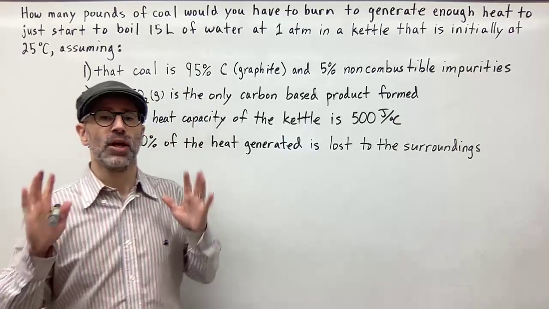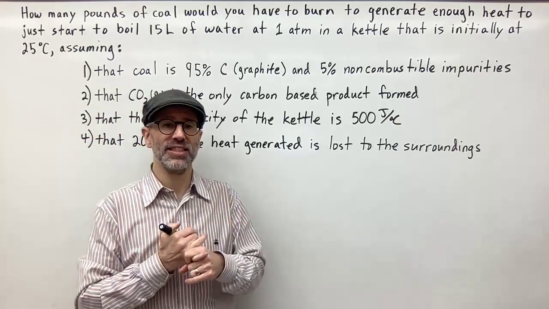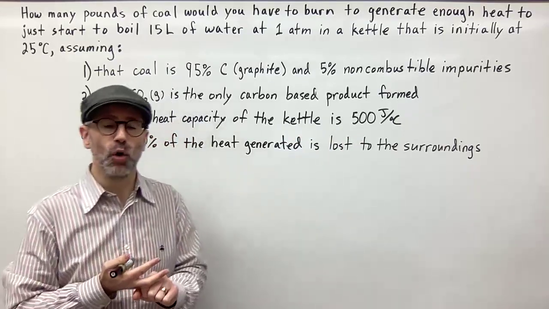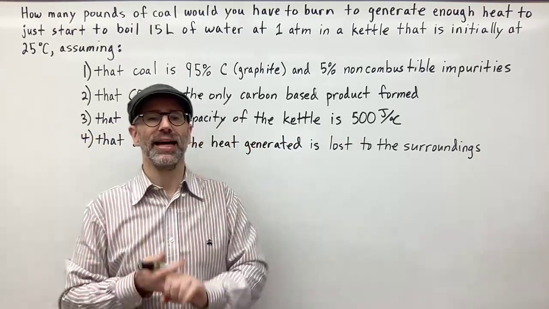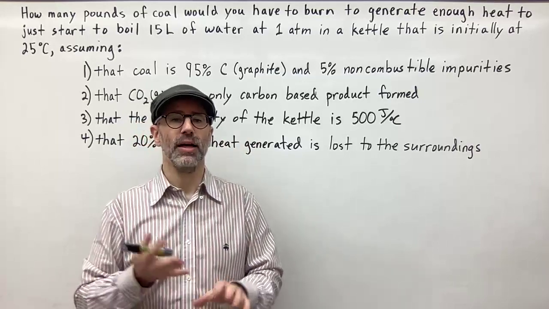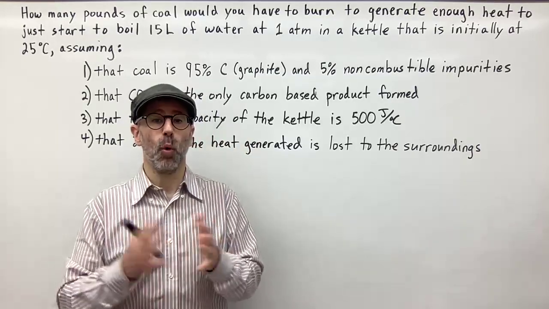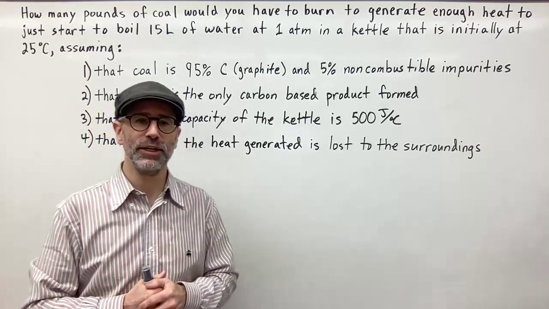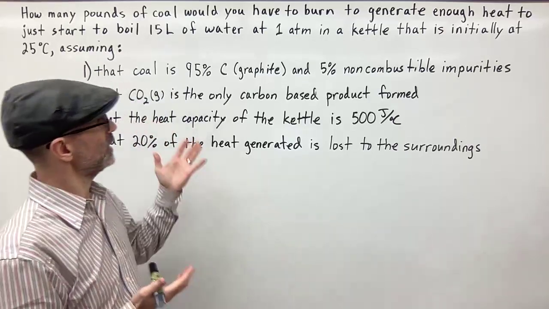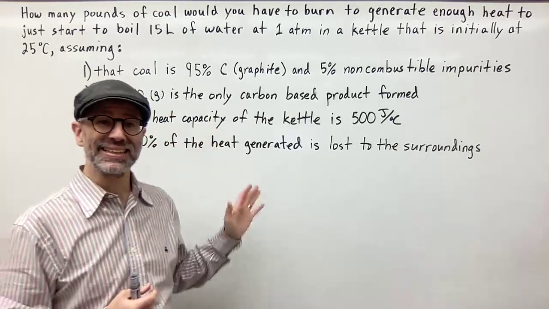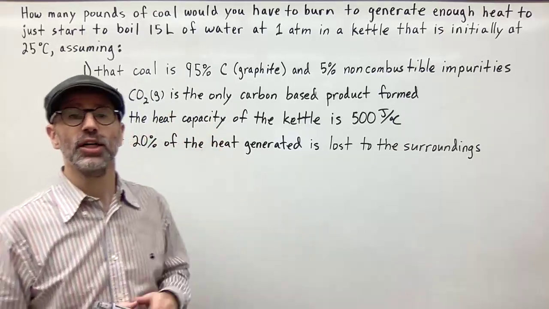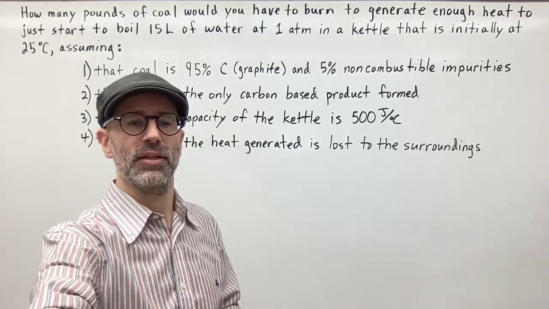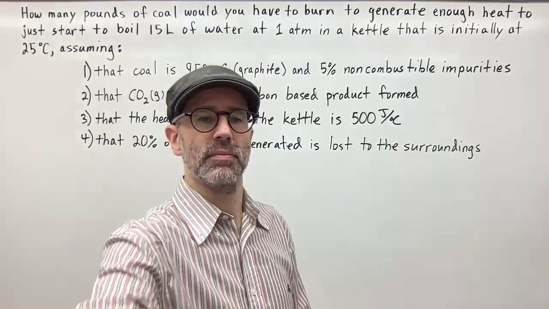But remember, we need to get the energy that's given off to the surroundings. We have to get the energy that's absorbed by the kettle. We have to get the energy that is absorbed by the water, the 15 liters of water. So the first thing we could do is figure out how much heat we need to get the 15 liters of water to the point of just about to boil. So let's look at that.